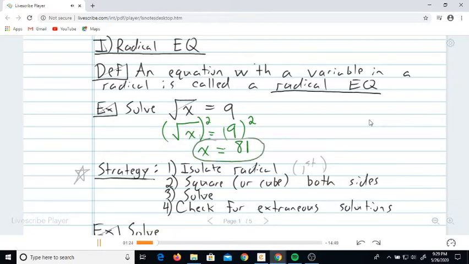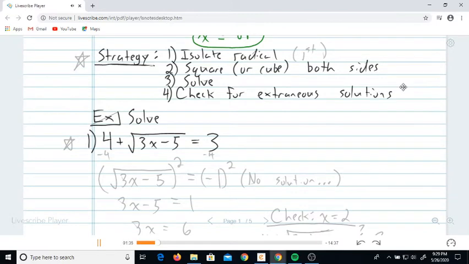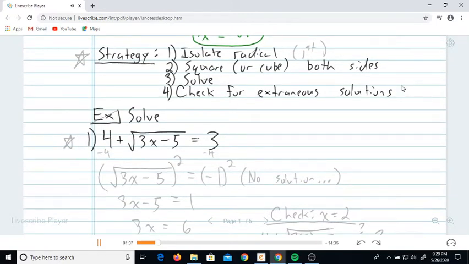The solution is 81, and you can clearly see negative 81 would not be a solution. If you try to input negative 81 into the original statement, you would get 9i. 9i is not equivalent to 9. So always make sure that your solutions make the original statement a true statement.